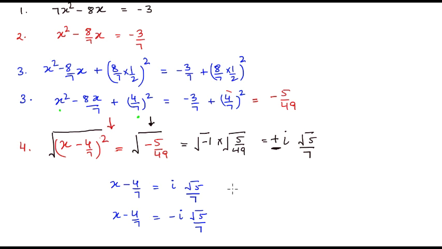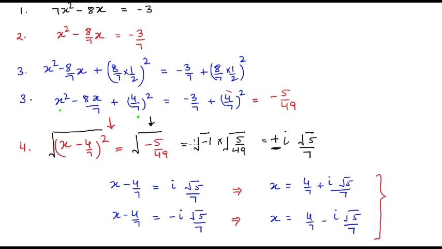That means you have two possible solutions. You have either x is equal to 4 by 7 plus iota times square root of 5 divided by 7, or you could have x equal to 4 over 7 minus iota times square root of 5 divided by 7. These are your two possible solutions of this original polynomial that we had as in step number 1.